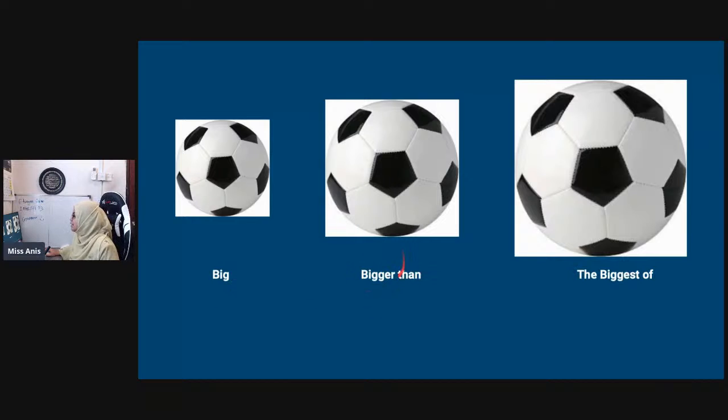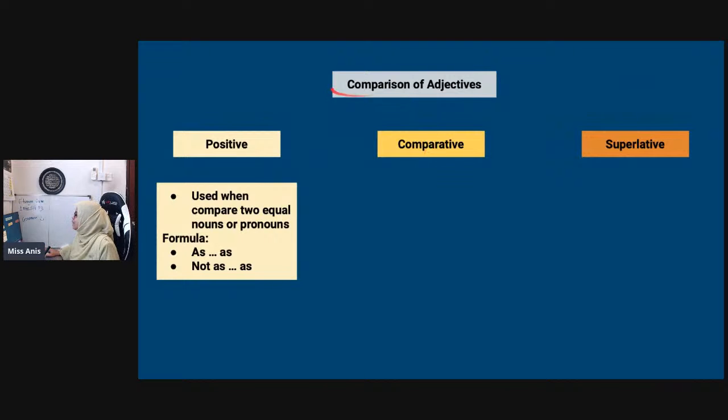Now, bila dia pembandingan antara dua ni, antara dua bola ni, bola yang big dengan bola bigger than ni, ini kita panggil dia comparative sebab kita compare dua benda. Tapi kalau kita compare tiga-tiga, kita bandingkan tiga-tiga ni, nama dia jadi lain sikit, iaitu superlative. So apa yang Miss cakap ni, sabar, Miss buka satu lagi, okay? So comparison of adjectives, that's what we're focusing on today.